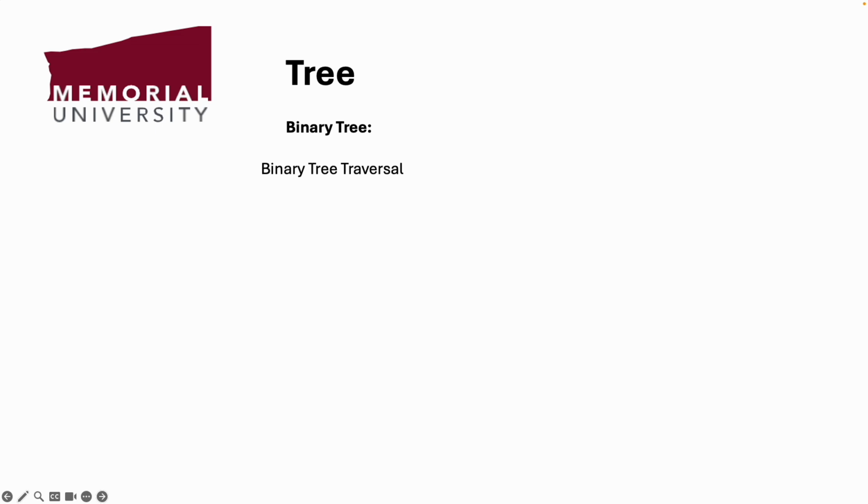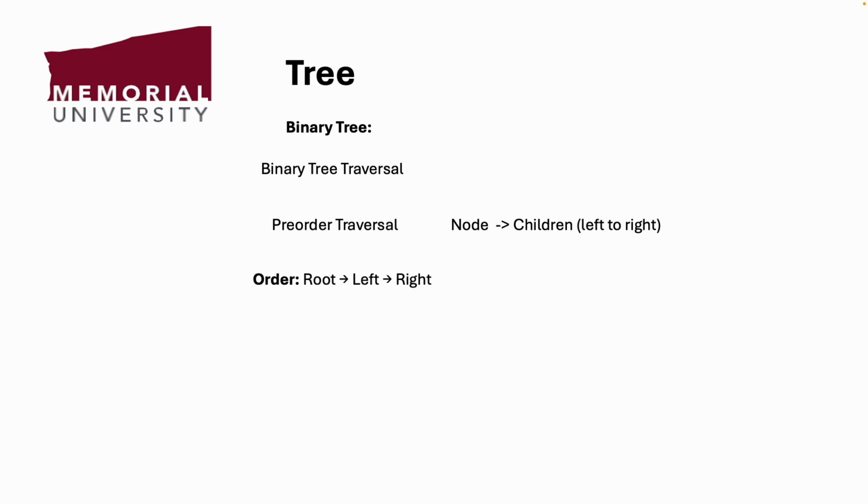Okay, now let's discuss the binary tree traversal. Let's recall the pre-order traversal, which we learned on the general tree. For pre-order traversal, we go from one node to its children. In the children, we go from left to right. So if we apply the pre-order traversal to the binary tree, what is the order? From the root node, we then visit the left node, then go to the right node.